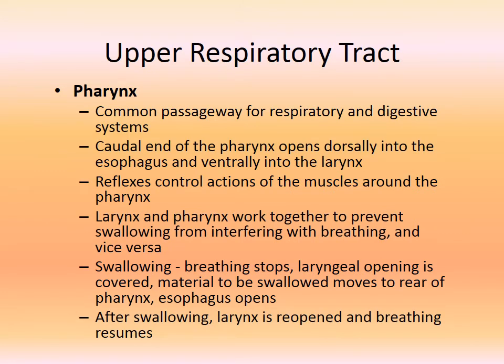Continuing on from the nasal passage, we move down into the pharynx, which is your throat area. It's a common passageway for respiratory and digestive system. Don't forget, in your throat, there's two passageways. It can go down your esophagus to your alimentary system, or it can go down your trachea to your respiratory system. The caudal end of the pharynx opens dorsally into the esophagus and ventrally into the larynx. So this is very important to remember during intubation, that ventrally you will go into the trachea, dorsally you will go into the esophagus. So very important to remember. Reflexes control actions of the muscles around the pharynx.